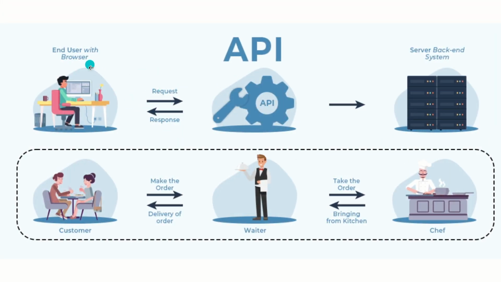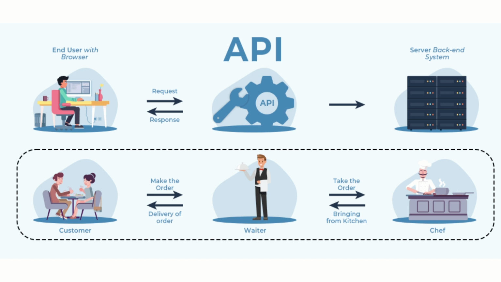So if there is an end user with a browser or an application, or something similar, the user will request some kind of data from the API. Now this API will then fetch this data from the backend, from the database, from the server, and after fetching it, it will provide it as a response to the end user. So this can be analogous to the real life waiter.